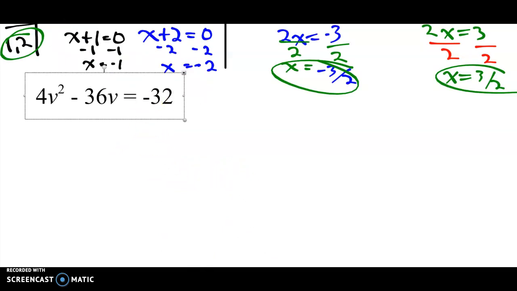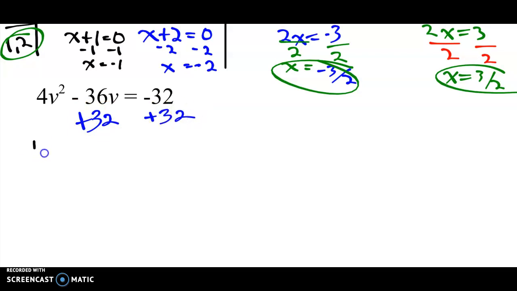I do apologize. The previous problem had been written wrong. It's supposed to be equals negative 32. So we could actually have a GCF of 4. So erase the previous one you just had. We're going to have it equal to negative 32. So we're going to end up adding that 32. And then we have 4v squared minus 36v plus 32 equals 0.